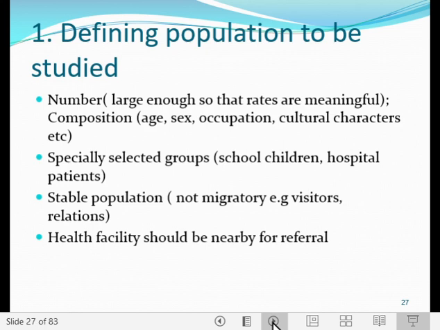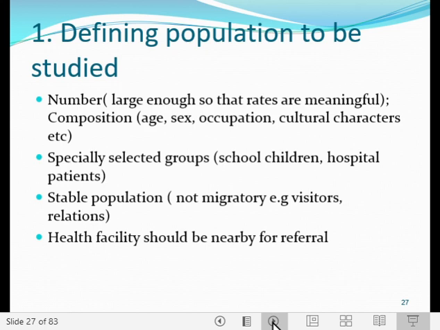You need to select a stable population, so that when it is being studied, there is no migration of the subjects. For example, visitors or relations of the people who are staying there should not be included. Another important thing is that there should be a health facility nearby for referral. So, if the patient needs to be referred to the health facility, it can be done right away.